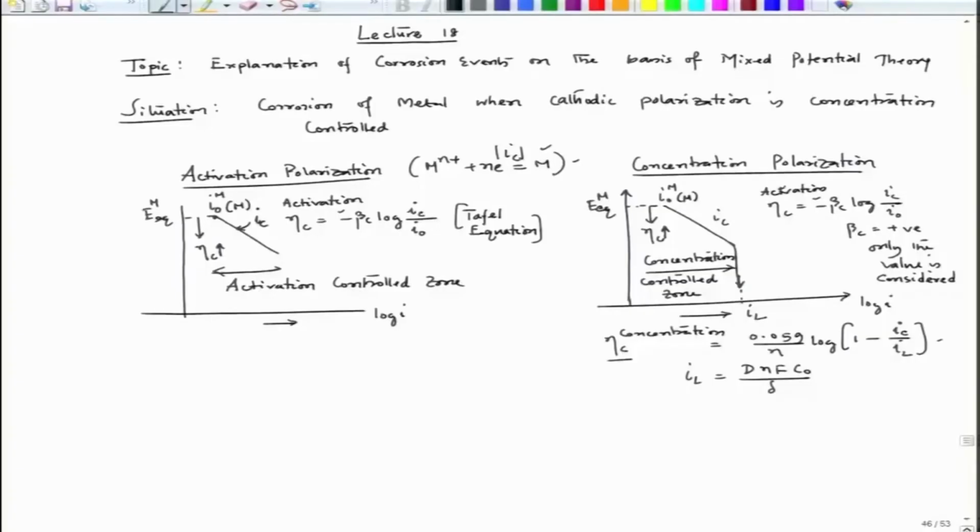concentration controlled. So, till now whatever situations we have considered are all within this activation control zone, and we could see that in all these situations, the cathodic reaction as well as the anodic reactions follow Tafel equations, that means both are activation controlled. Now, if we try to see the concentration polarization effect on the corrosion of metal, the situation could be very different.